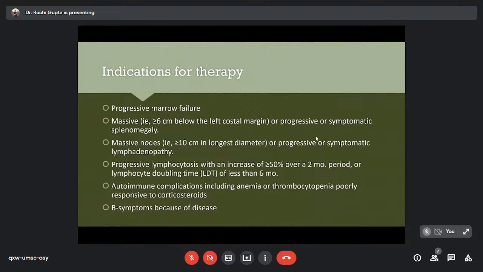I don't think I'll go through this completely, but there are specific indications, that is, when do you call a patient symptomatic, and when it is indicated that you need to start therapy. Progressive marrow failure, indicated indirectly by anemia and thrombocytopenia, massive spleen, massive lymph nodes, progressive lymphocytosis with more than 50% increase over 2 months, or a lymphocyte doubling time of less than 6 months. Then, if the patient has autoimmune complications not responding to corticosteroids, and if the patient has B symptoms, that is fever and significant weight loss, which are because of the disease per se.